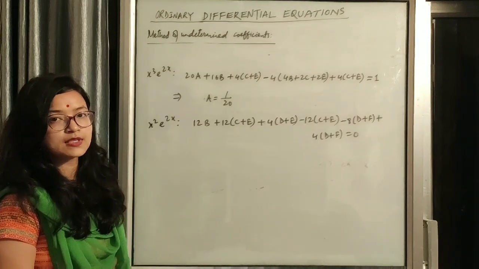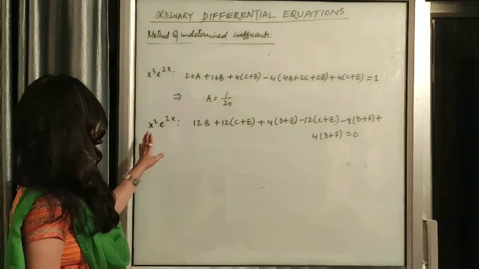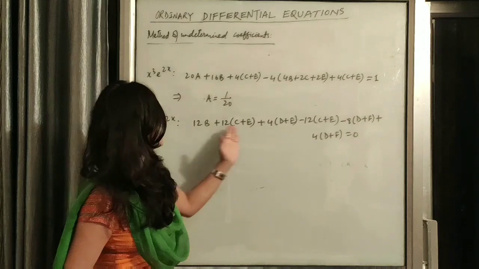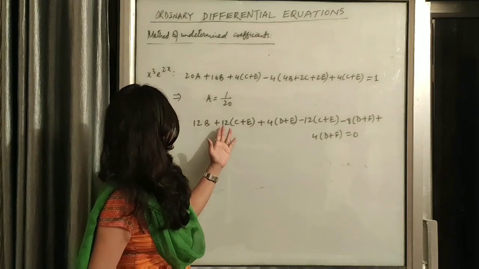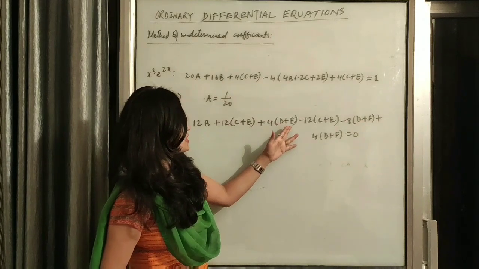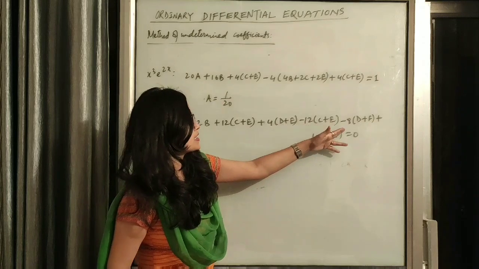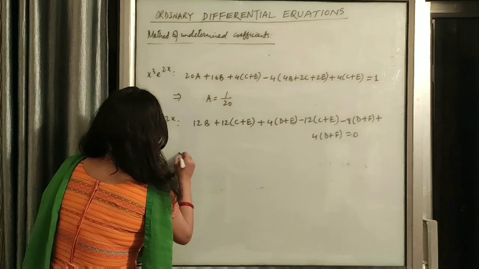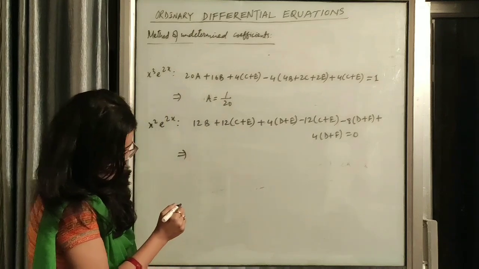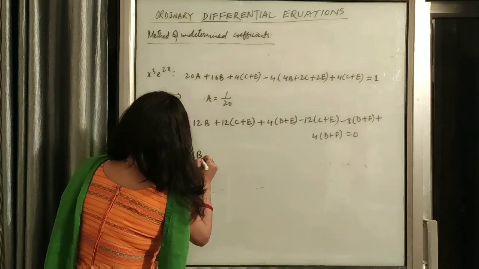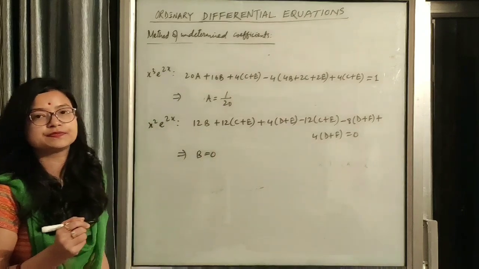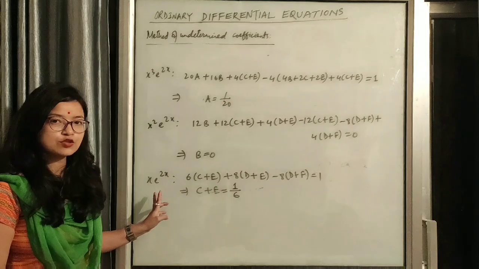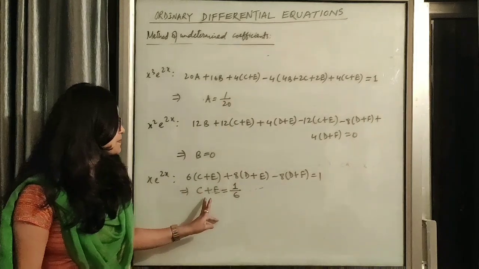Similarly, equating the coefficients of x² e^(2x), we have 12b plus 12c plus e plus 4d plus e minus 12c plus e minus 8d plus f plus 4d plus f is equal to 0. Simplifying this, we get b is equal to 0. Similarly, equating the coefficients of x e^(2x), we get c plus e is equal to 1 by 6.